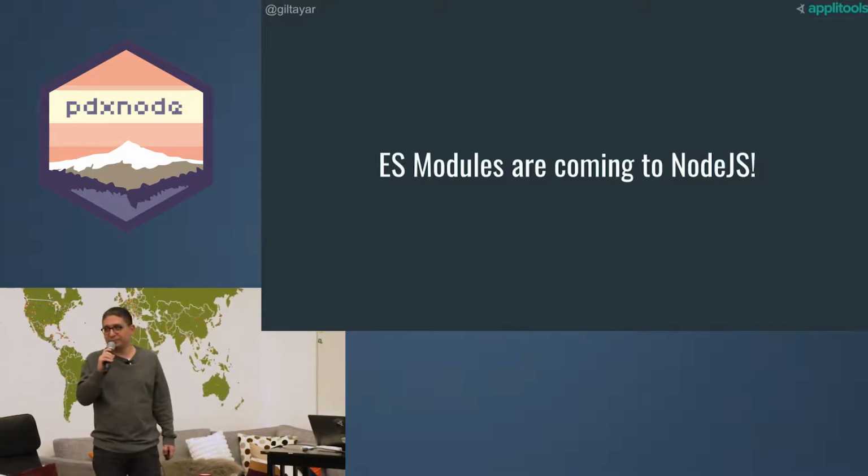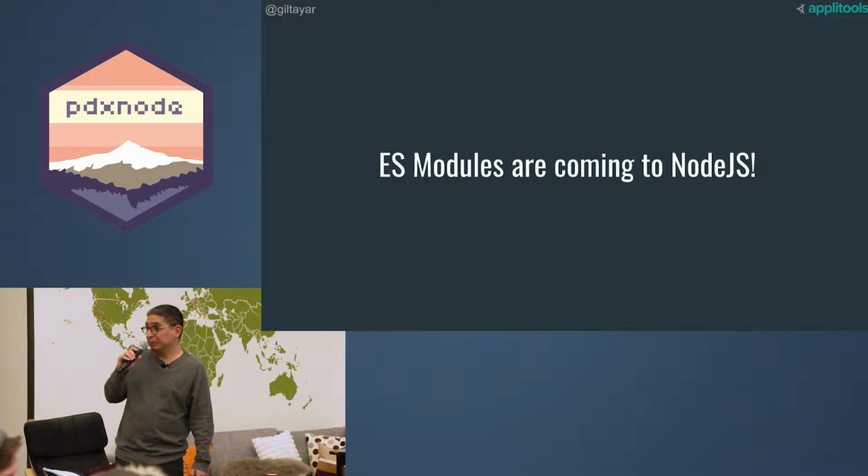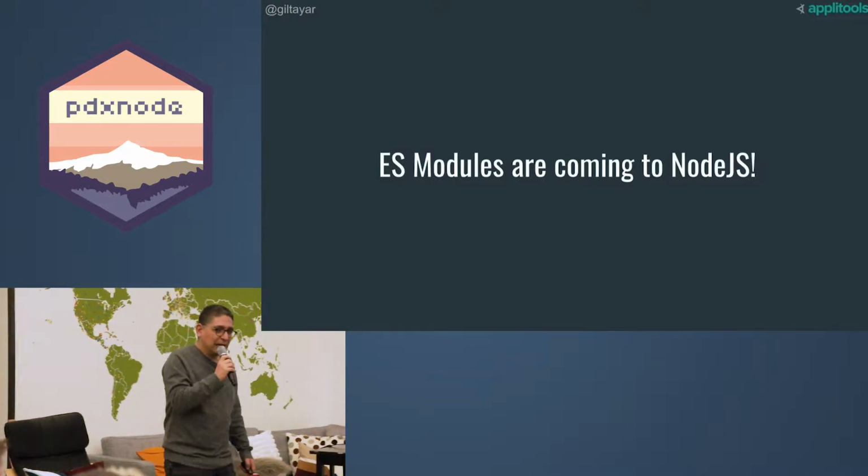ES modules are coming to Node.js. I know we've been hearing that for 3 years, maybe more. And I'll talk about that in the last part of the talk. Why is it taking so long?